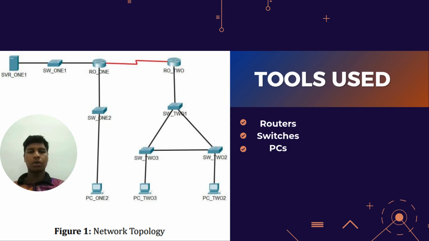So the tools used are routers, switches, and PCs. So there's the server named Server1, and then the switch SW11, and then router 1 R1, and then switch SW12, and then there's a PC12, and then there's a router over on the right-hand side. There's this switch down below, and then another switch connected, and then another switch connected to the same switch, and then there's a different PC for each switch, which is PCTW03 for switch W03 and PCTW02 for switch W02.